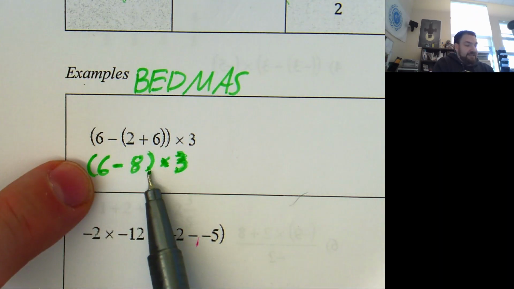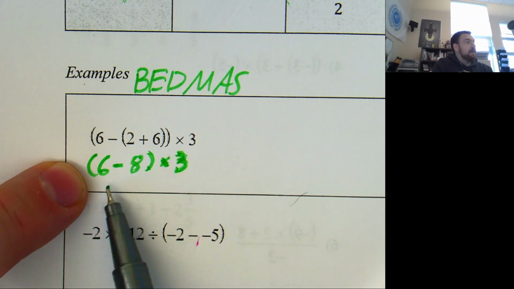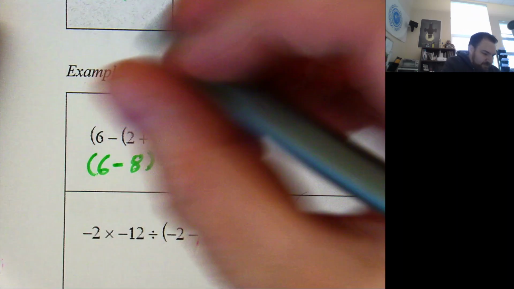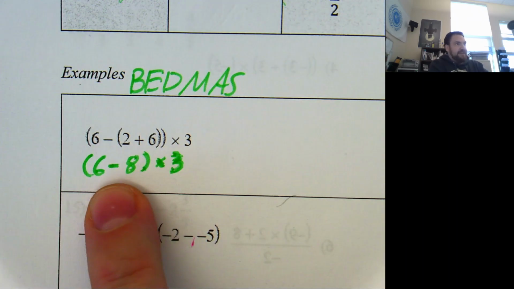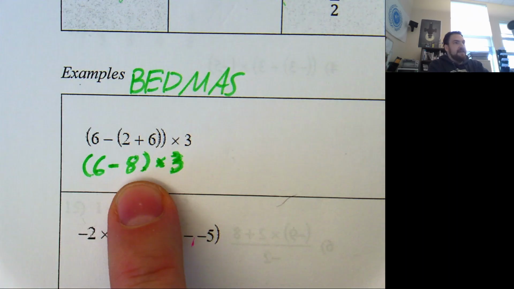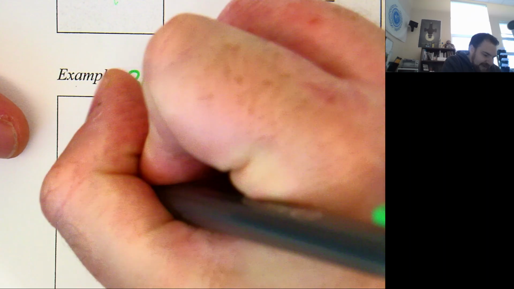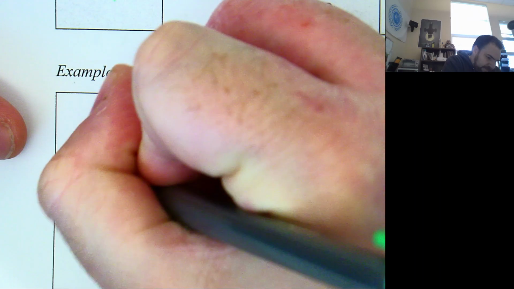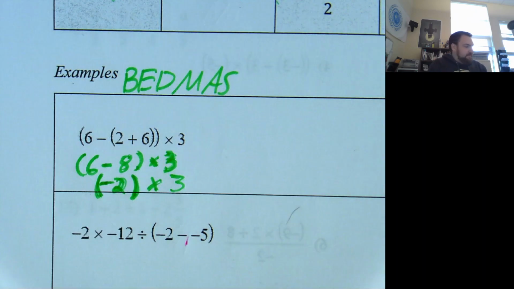Now we have a set of brackets. 6 minus 8 is? It's almost 2, but it's not 2. Negative 2. Remember, it's always minus second. 6 minus 8: 8 is bigger than 6, so we're going to go negative. So this thing's going to be negative 2, times 3.